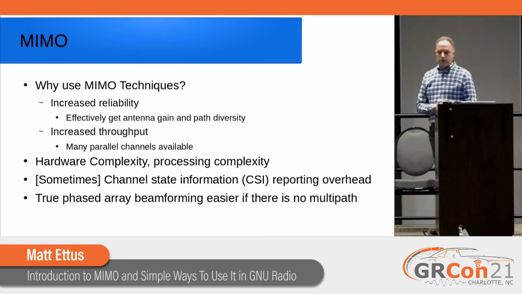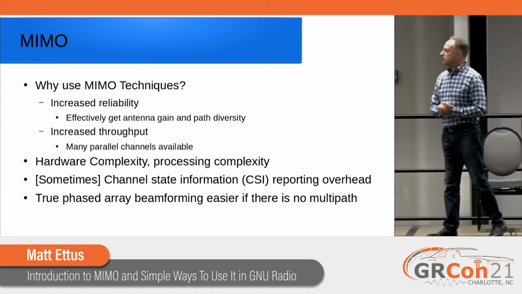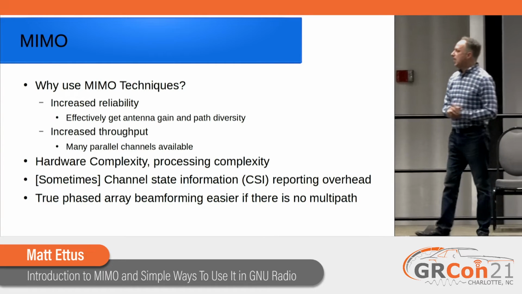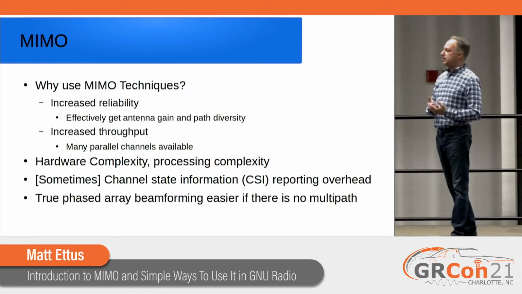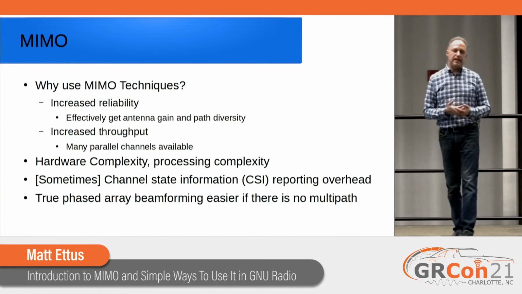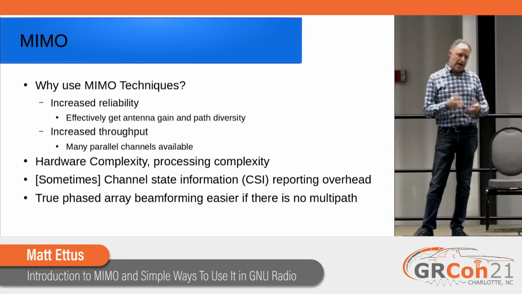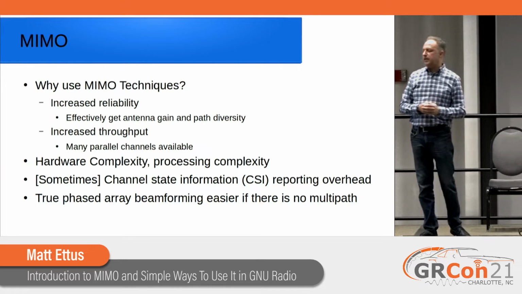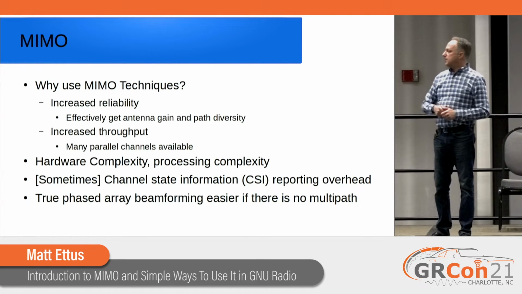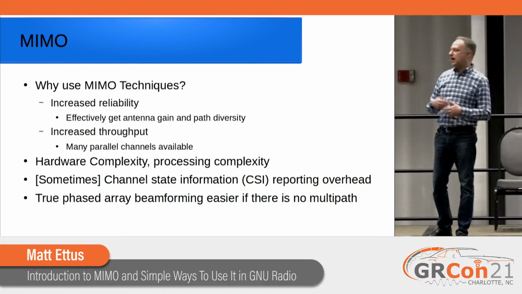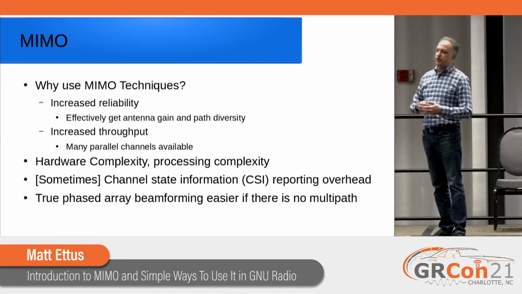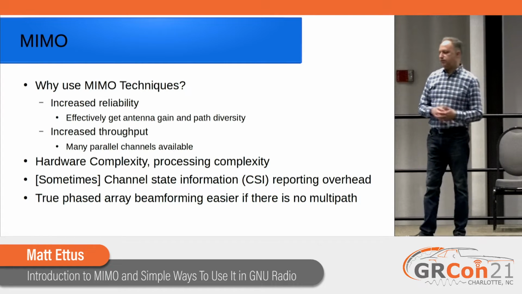So going back to MIMO, why do we use MIMO techniques? First, increased reliability. We effectively get antenna gain. At the very least, we effectively get antenna gain through our MIMO techniques, and we can increase throughput. We get path diversity, more reliability, etc.